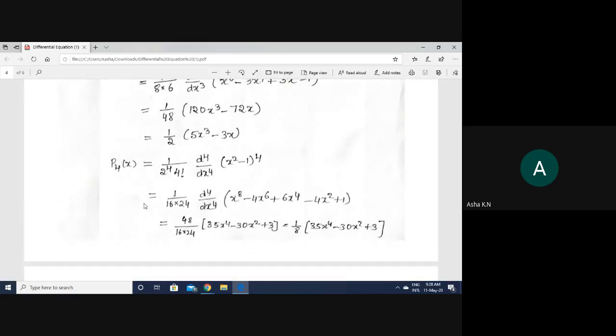Till here, any doubts in this problem? Any doubts in this?